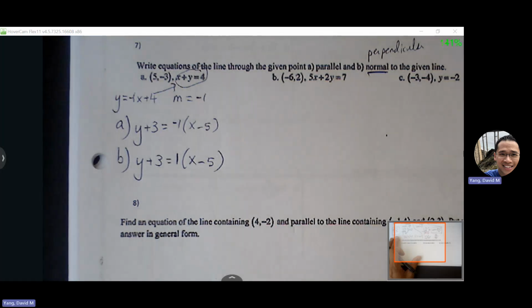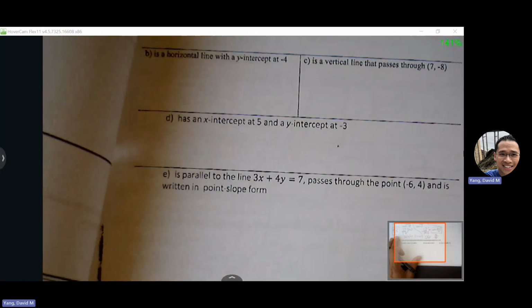Okay, I'll leave 8 and 9 for you guys to try. Let's go to page 16.